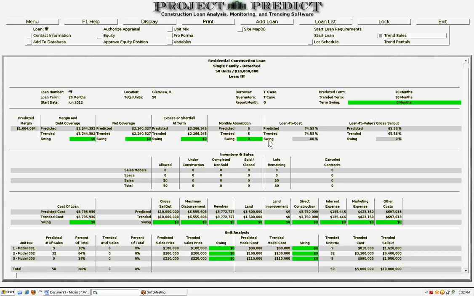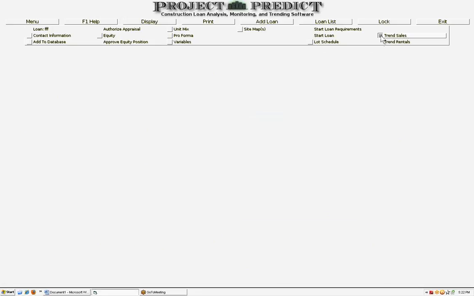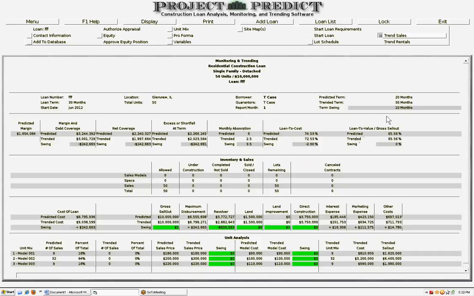I want to show you how critical it is if time goes by without any activity. I'm going to move this up 2 months. The computer now has moved up 2 months. Let's take a look. Actually, it's only up 1 month. The predicted term was 20. It's trended to 30. Things are happening.